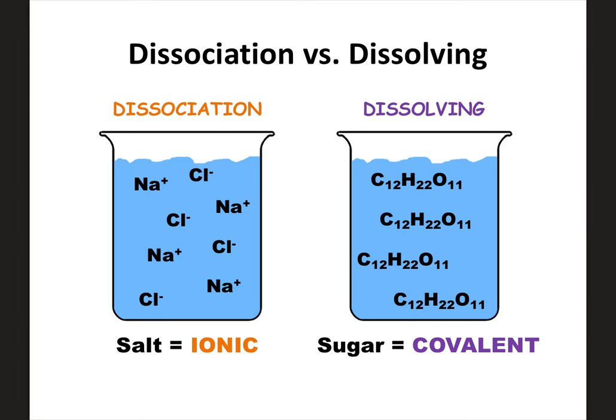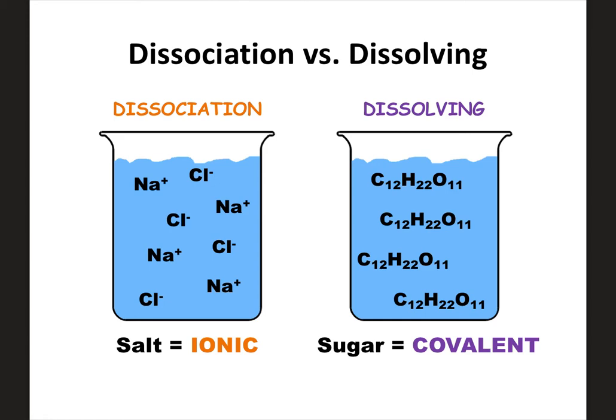I just wanted to point out the difference between dissociation and dissolving because this is a big idea. Over here on the left, we have dissociation. This is what takes place when you take an ionic substance and put it in water. Remember, dissociation means the substance splits apart into its ions, into the pluses and the minuses. So if you take NaCl, table salt, and put it in water, it literally dissolves, but it separates into the individual ions of sodium and chlorine. So you get Na plus ions and Cl minus ions floating around in the water. That's dissociation when it splits into the ions.